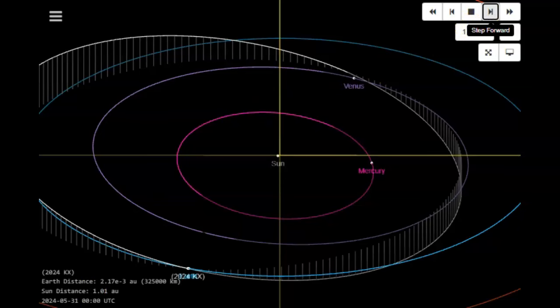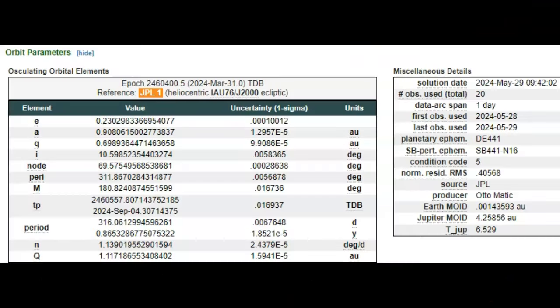Let's take a look at some numbers. It looks like they're just reporting it today. I'm picking things up quickly. May 29th, 2024 is the solution date. They've only had 20 observations over a one-day period, first seen yesterday.